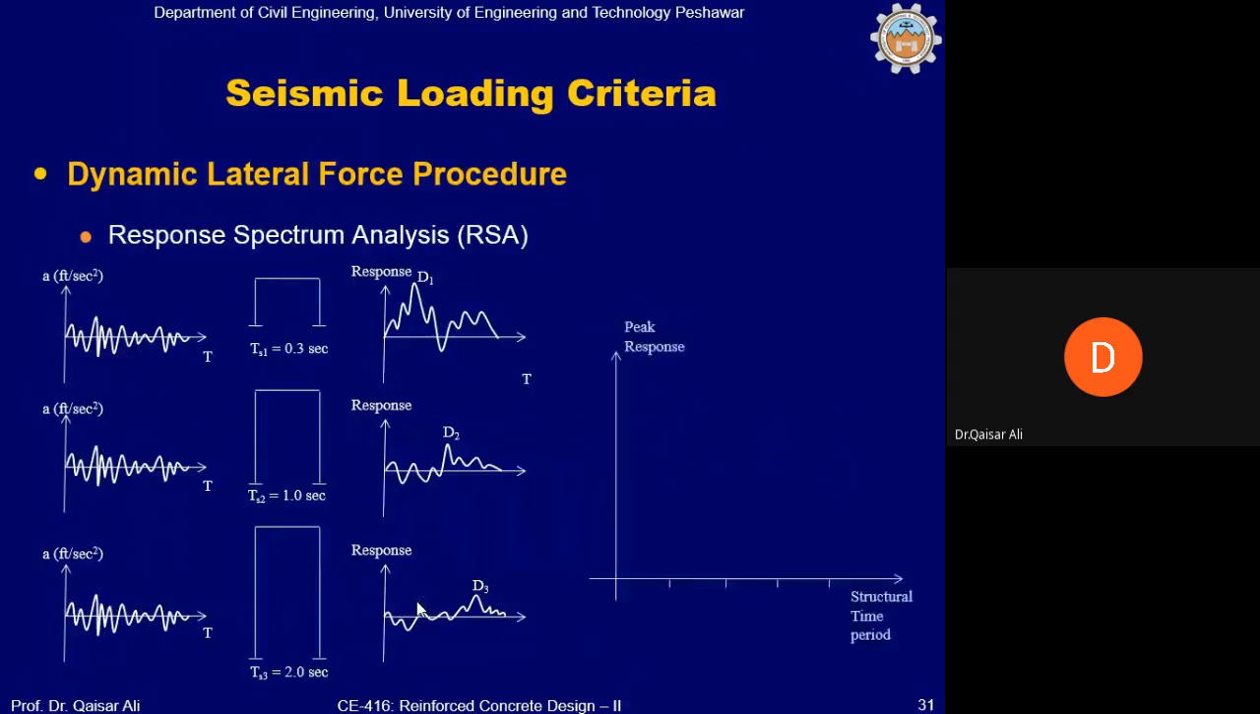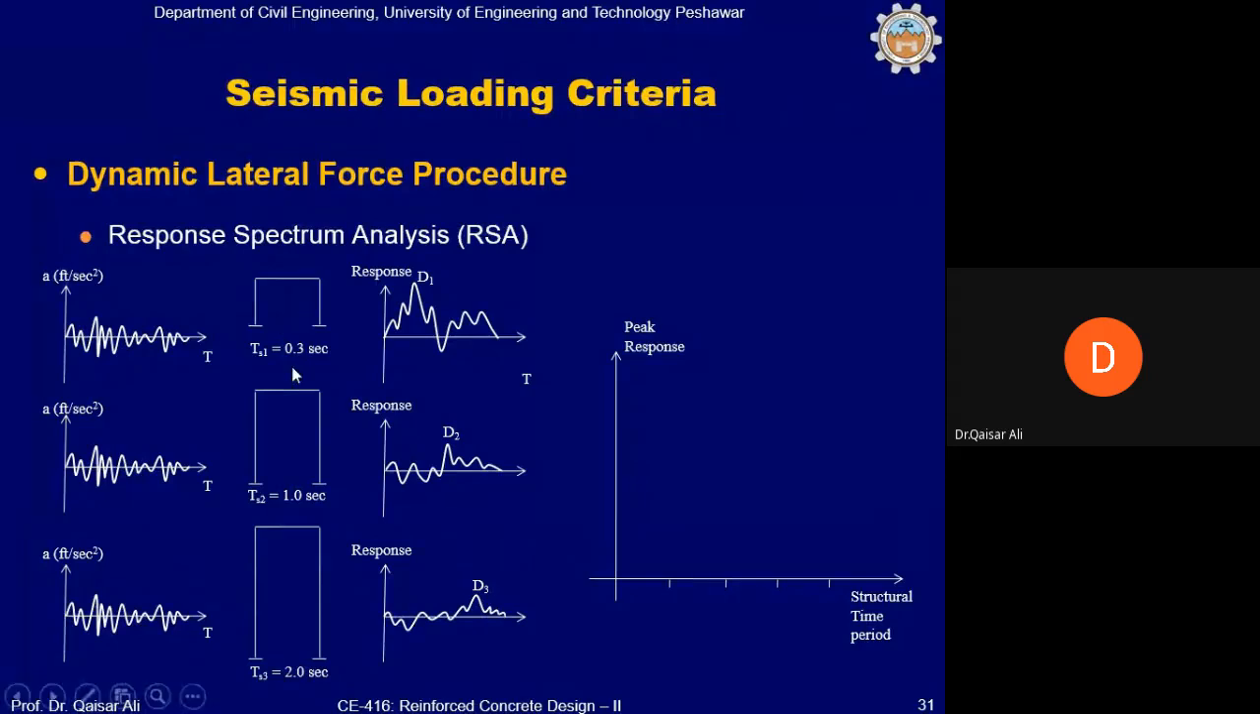The response spectrum analysis. The response spectrum analysis is also a dynamic lateral force procedure. But unlike time history analysis, this procedure is easier. And this procedure has been derived from several sets of time history analyses of different structures. For example, if you have a structure with a certain time period, 0.3 seconds, regardless of the material of the structure or other properties of the structure, time period is the fundamental property of the structure with regard to dynamic parameters.